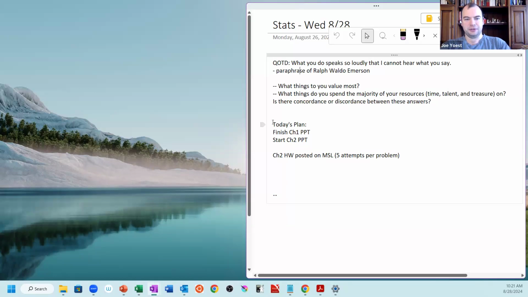The plan for today is to finish up one last slide in the Chapter 1 PowerPoint and then start into Chapter 2, talking about graphical techniques for describing data.